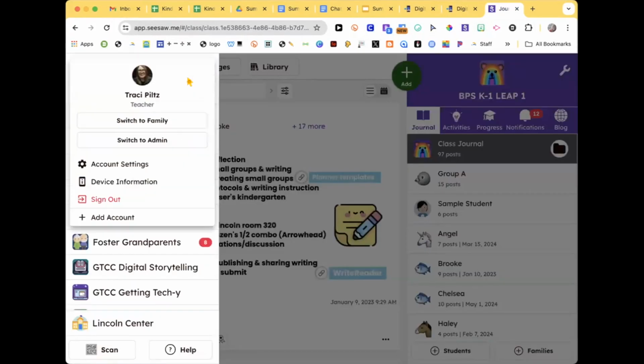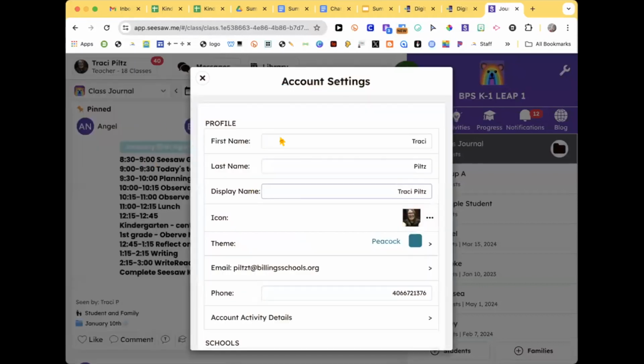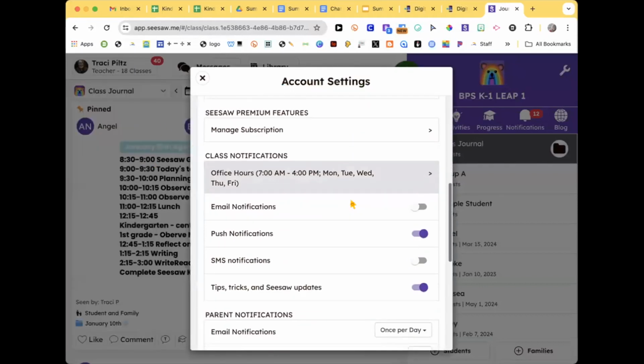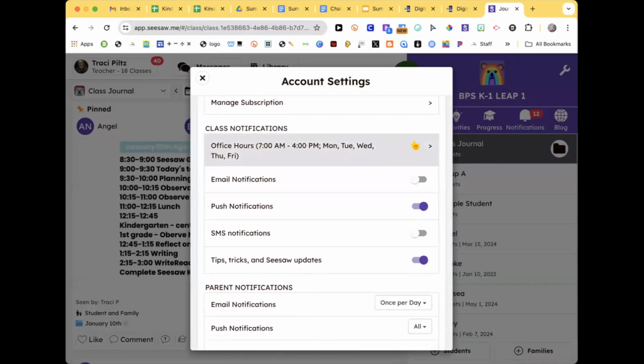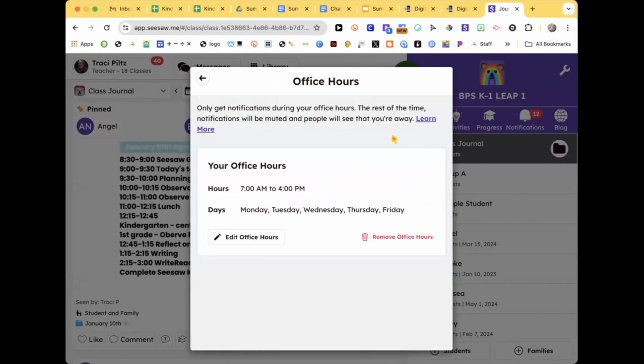Okay, I'm going to show you this really fast. Okay. So just so you know, you can set office hours in Seesaw. Doesn't stop them from being able to message you, but it would give them a little message that says, you know, this teacher will respond during their office hours or whatever. So your notifications would be muted, that kind of thing. I totally get it. Just showing you that piece.